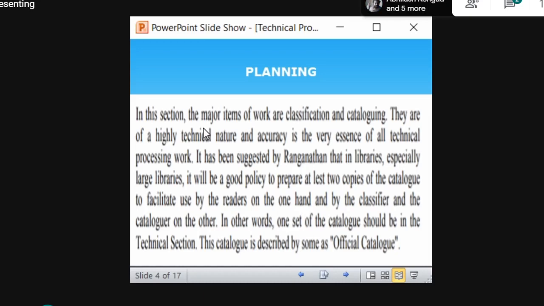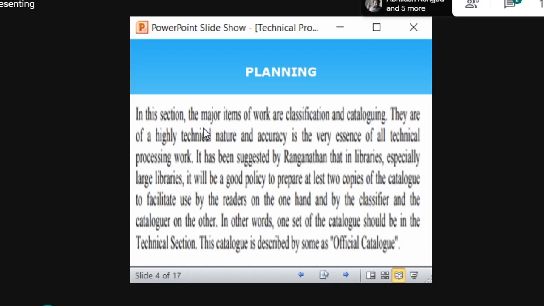Okay. See, Ranganathan has suggested that especially in large libraries, and a university library is very large, okay? In a large library, it will be a good policy to prepare at least 2 copies of the catalog, okay? So Ranganathan is saying that it is essential, it will be good and advisable to prepare 2 copies of the catalog. He was talking about those manual days, okay?